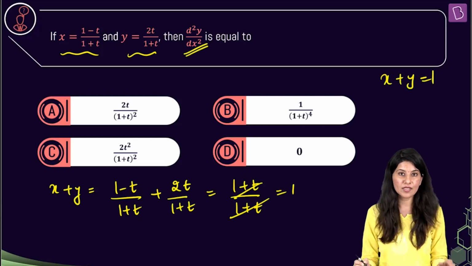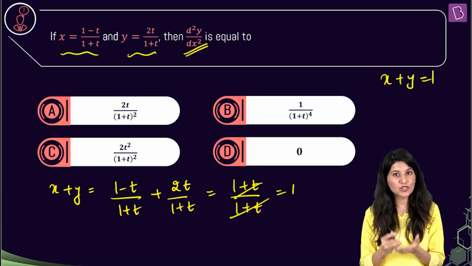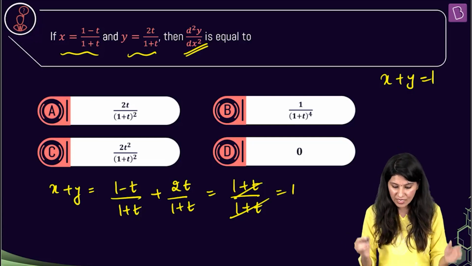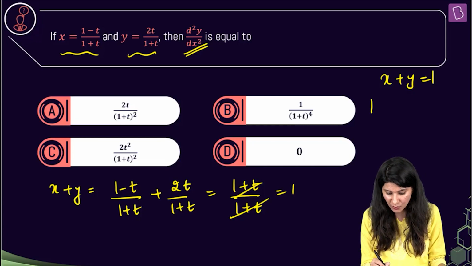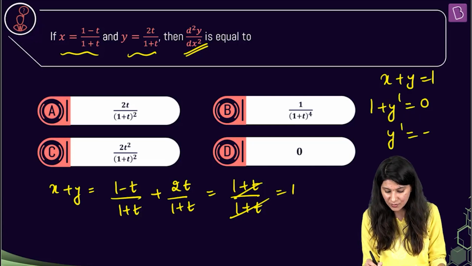We need to determine what y double dash is, that's what we are looking for. We need to differentiate this expression twice. That's all you need to do. So if you do that, what do you get? 1 plus y dash is equal to 0. That means y dash is equal to minus 1.